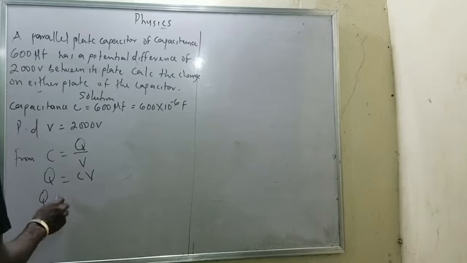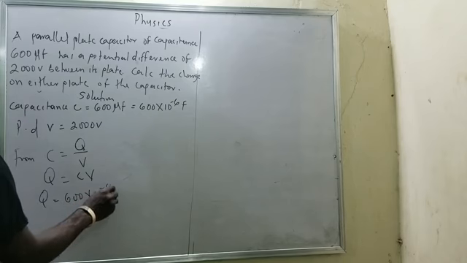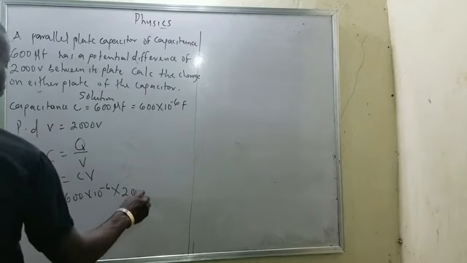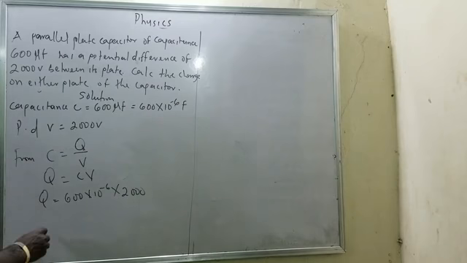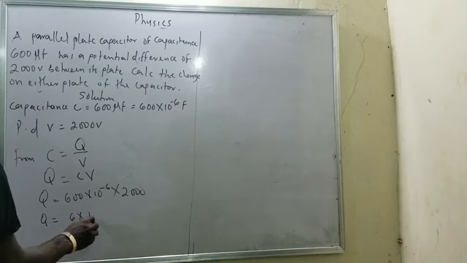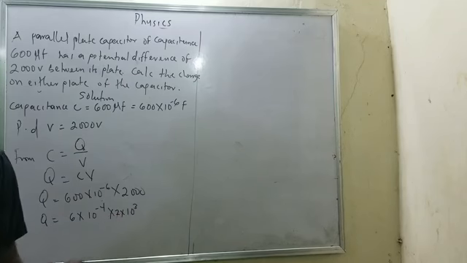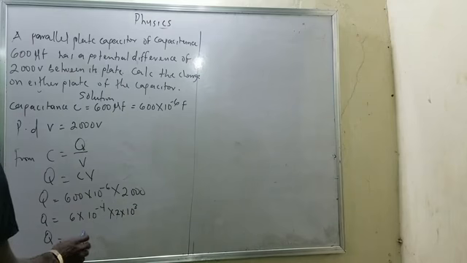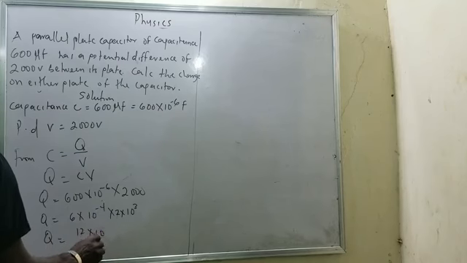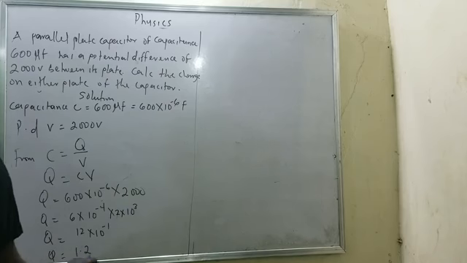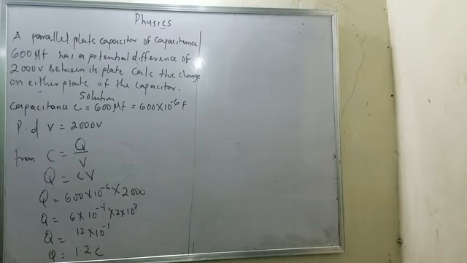My Q can now be, what is my C? 6 multiplied by 10 raised to the power minus 6, multiplied by 2000, which I can turn to 6 multiplied by 10 raised to the power minus 6 and multiplied by 2 multiplied by 10 raised to the power 3. The indices will come up, I'll have 12 multiplied by 10 raised to the power minus 3, which is my Q, which will be equal to 1.2 coulomb. That's all about that.